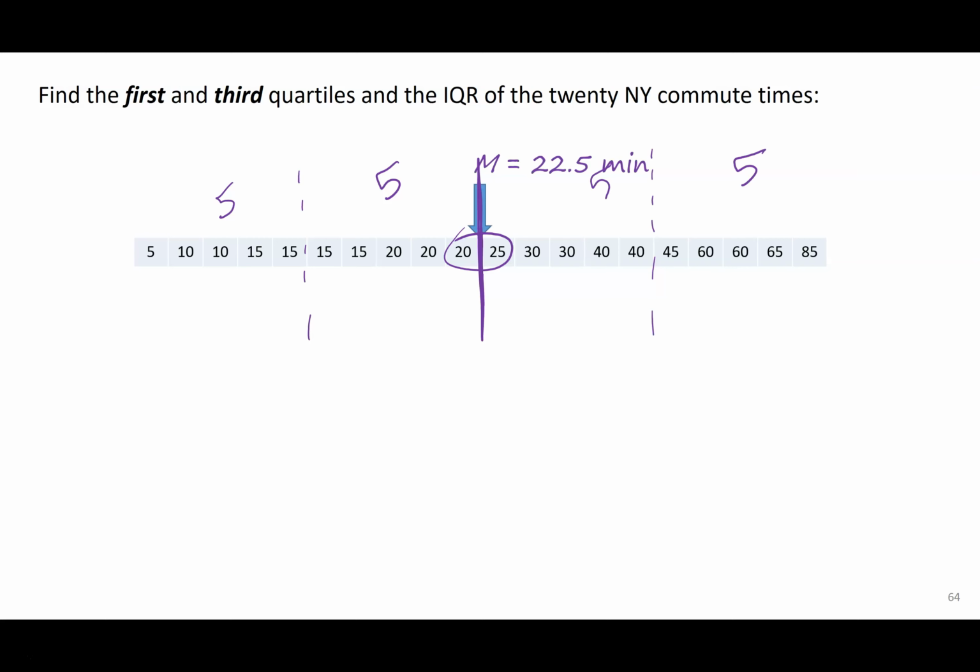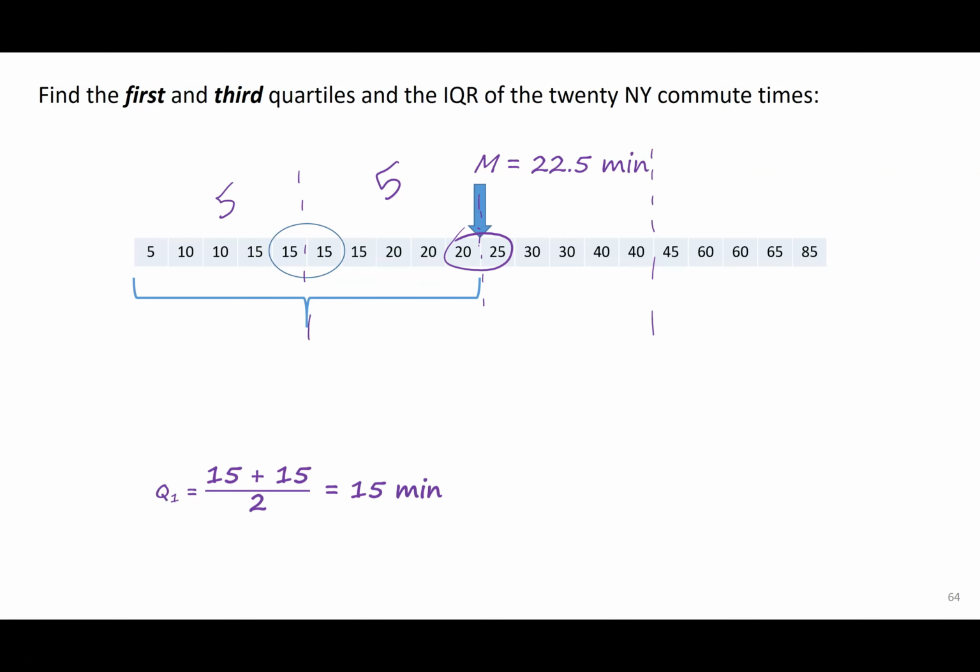So my median is 22.5 minutes. I take this first half and I basically find the median of just the first half. That is going to be our first quartile. Because there's an even number, I have to average the middle two. So I have to average 15 and 15. That's going to come out to 15. So my first quartile is 15 minutes. That means 25% of the observations fall below that point.